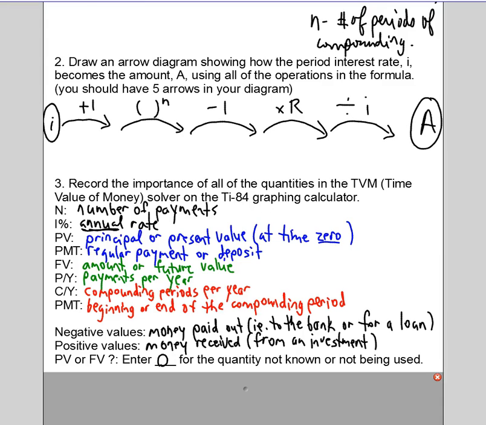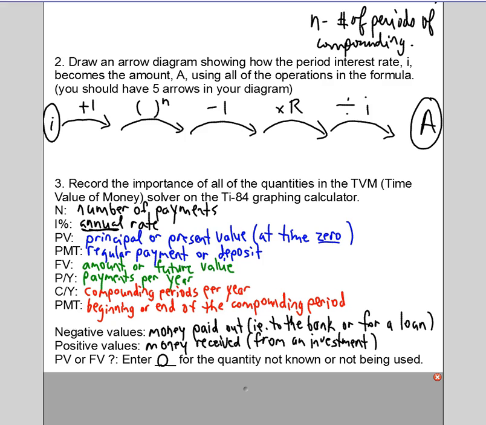So the special format, or the rules for the time value of money solver, is that N is the number of payments. I is the annual rate, so we don't need to adjust that for the frequency if it's compounded multiple times a year. PV is the principal or present value at time 0. What do we have currently? PMT would be the same thing as capital R in the formula. It's the regular payment or the deposit. FV is what it amounts to in the future.